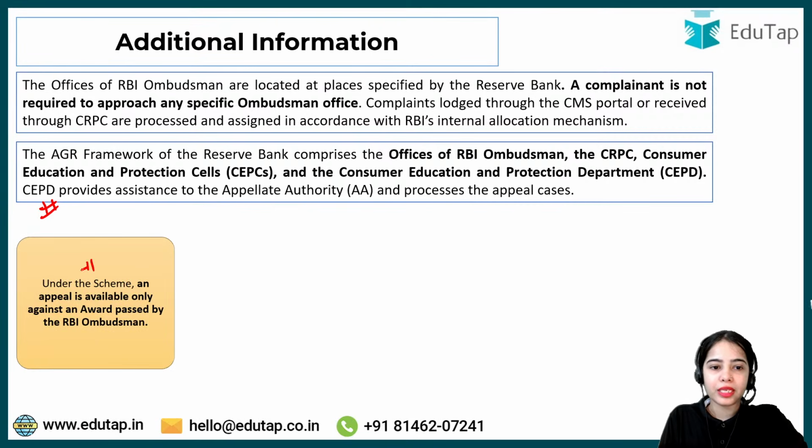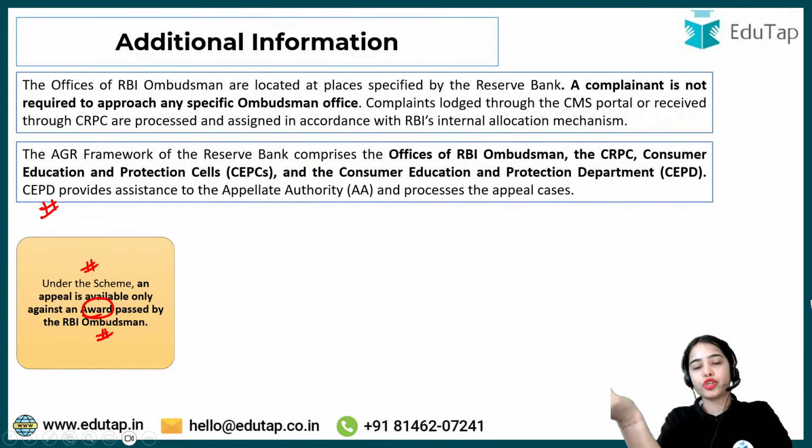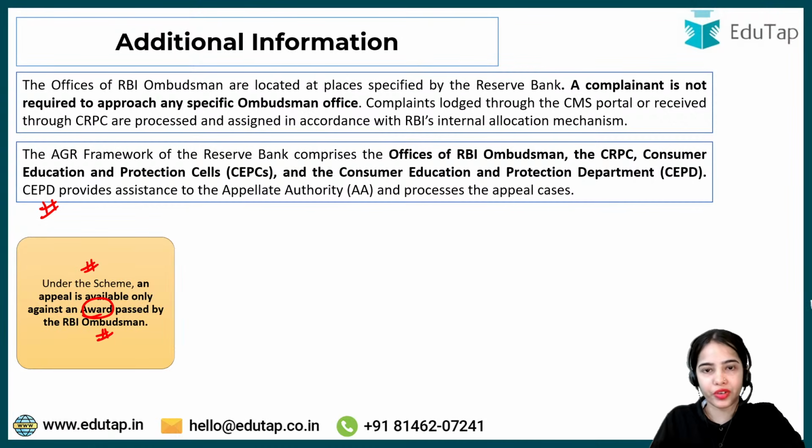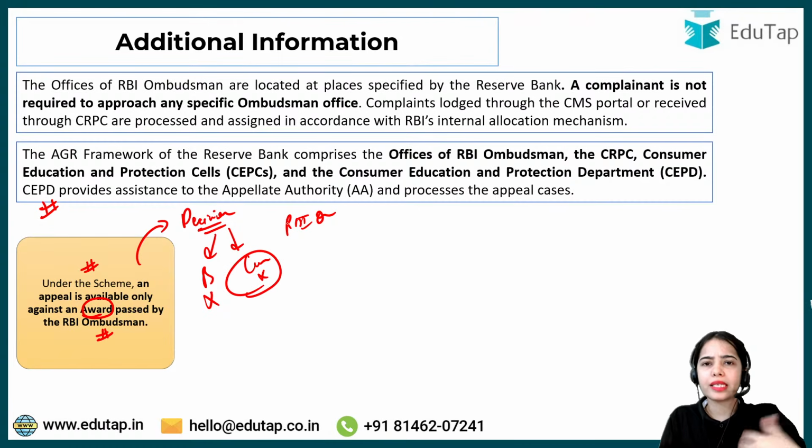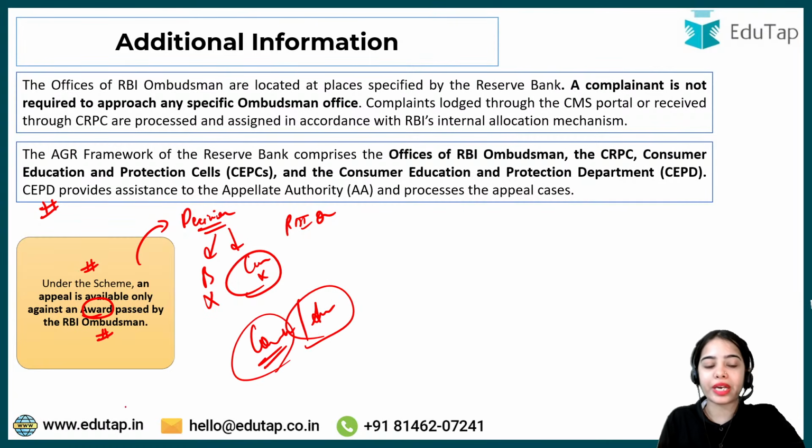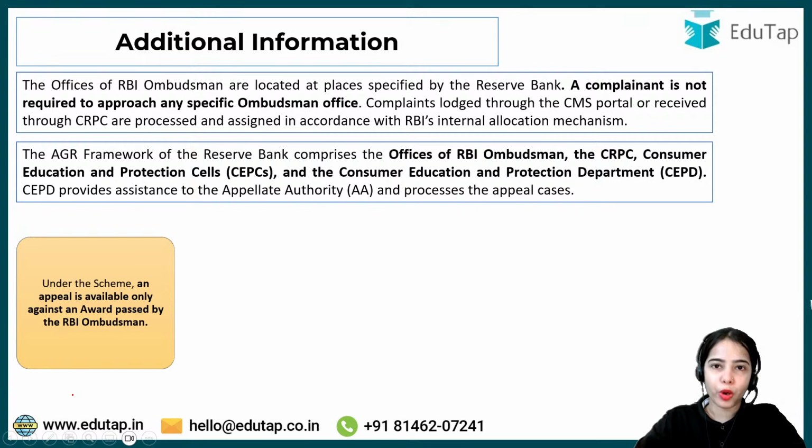Under the scheme, an appeal is available only against an award passed by the RBI Ombudsman. So you cannot appeal against the decision. You can only appeal against the compensation that has been provided to you. Let's say the decision has been taken by the RBI Ombudsman that the bank is wrong, or that the customer is wrong, that the bank has done everything that the bank needed to do. Against such kind of decisions, there can be no appeal. But if the award is provided and the compensation is provided, against that, if you have any problem, any complaint or appeal you want to make, you can do that.